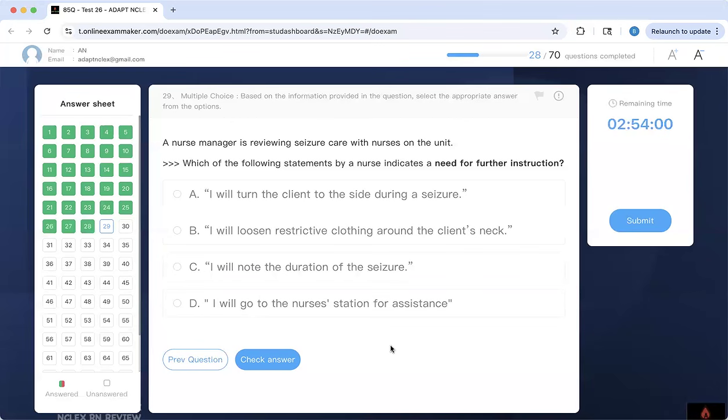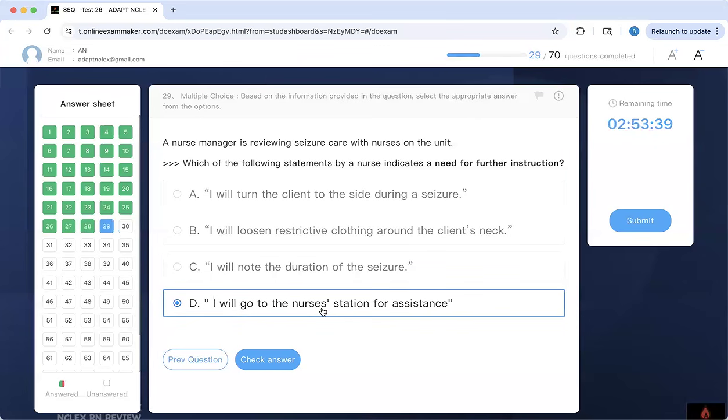Which information should tell you this needs further teaching? Pick your answer, let me know. But I can tell you D is the right answer. It's trappy. It looks like it's normal, but it's not. When somebody is having a seizure, you should not leave the patient. Stay with them. Let somebody call for help. You should not leave.